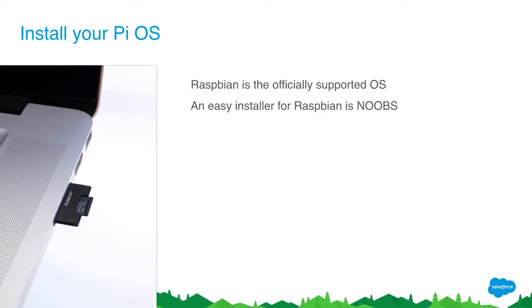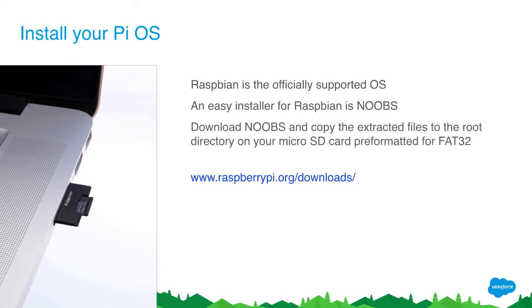Raspbian is the name of the OS that we're using on the Pi. It is the recommended OS by Raspberry Pi. You can get a simple installer. You just download the installer. You extract the files from that package onto your SD card, formatted for FAT32. And that's pretty much all there is to it.